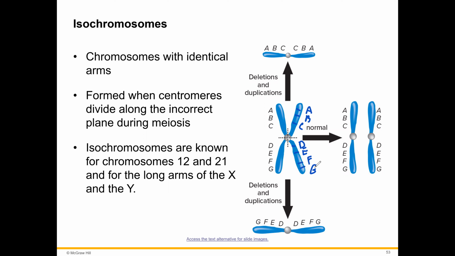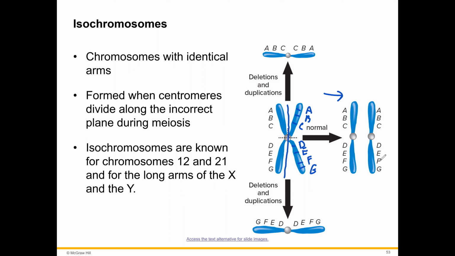Right? Now, when chromosomes split, when we create an egg or sperm, chromosomes must divide right in the middle over here, right? So that's our normal chromosomes that we need to produce. So one chromosome is A, B, C, D, E, F, and G, and another chromosome is A, B, C, D, F, G.